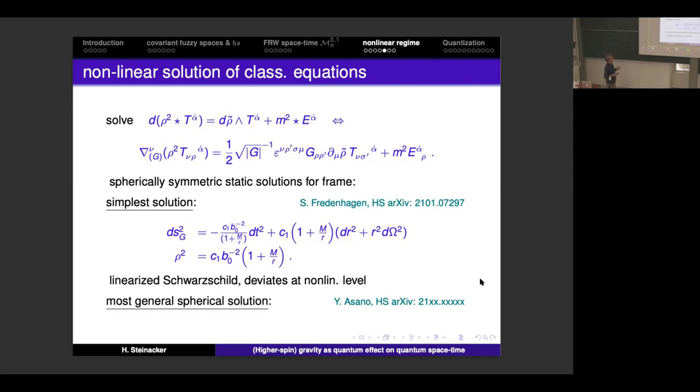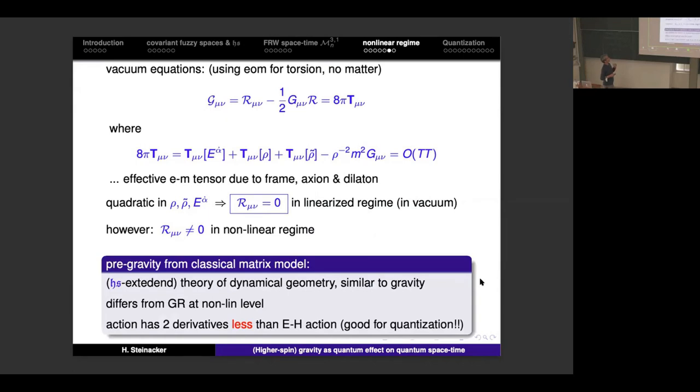There's no horizon. Now, more recently, we found the most general spherically symmetric solution of this model. It's quite complicated. It has lots of axion stuff and so on, but it's interesting, though it's not quite gravity in the usual sense. What you get here is pre-gravity, which is a higher spin extended version of geometry, but it deviates from general relativity at the nonlinear level. And the point is that the matrix model action actually has two derivatives less than the Einstein-Hilbert action. That's the crucial thing. That is the reason you can quantize it.